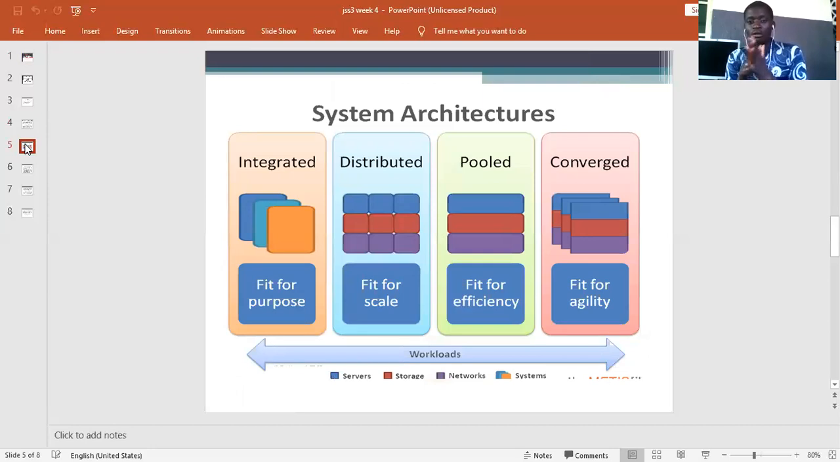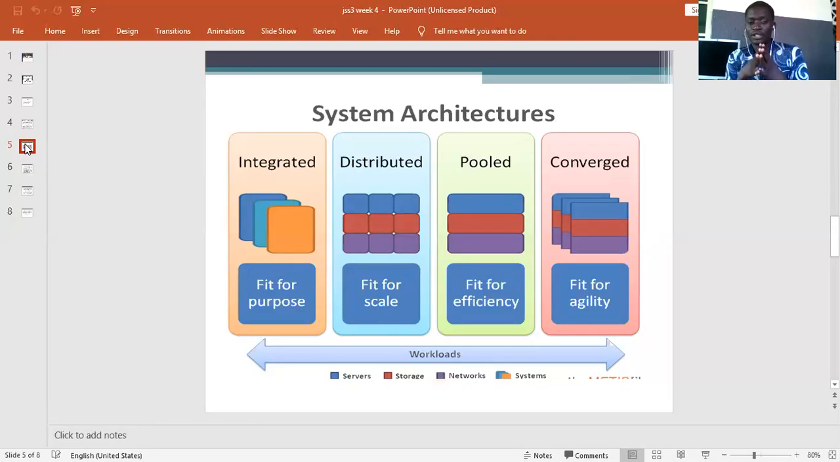Now for this class, we are going to be considering four types of system architectures: the integrated architecture, distributed architecture, pooled architecture, and converged architecture. When we talk about integrated architecture, it simply means fit for purpose. When we talk about distributed, we're talking about fit for scale. When we talk about pooled, we're talking about fit for efficiency. Then when we talk about converged, we're talking about fit for agility.